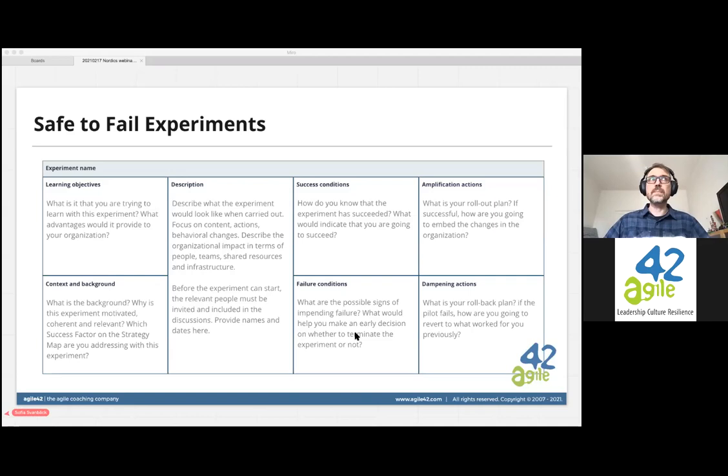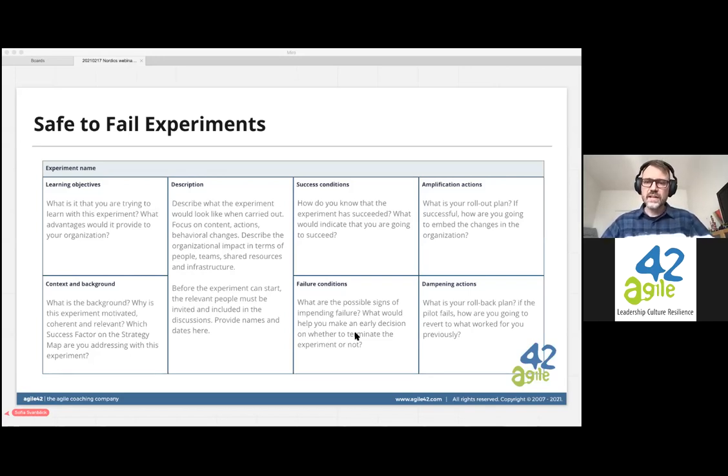We also want to have dampening actions, so a rollback plan, basically a controlled set. How do we, as cheaply as possible, undo the change? How do we go back to square A and basically just leave out the change and reset the situation in such a way that we can move forward with something else?